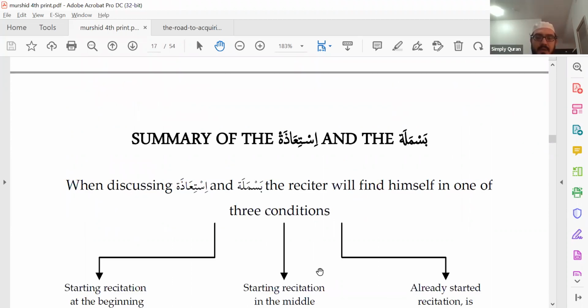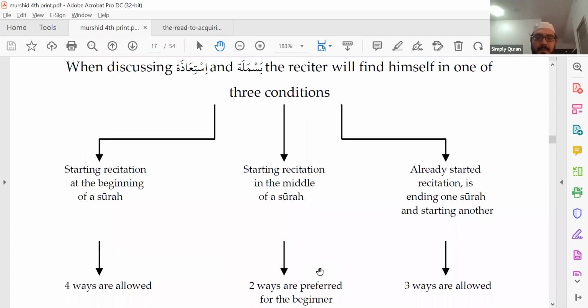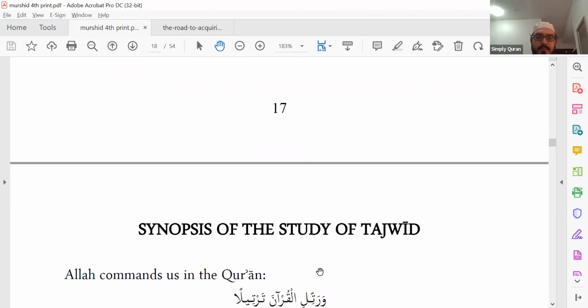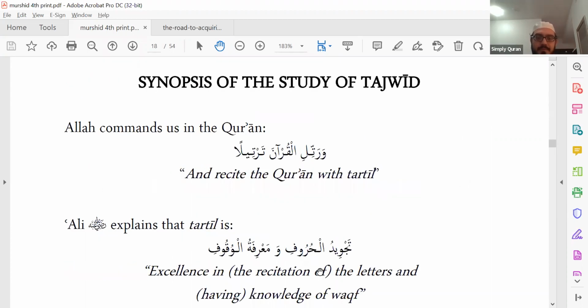All right, then we had a nice summary here, okay? And you can refer back to that, inshallah. And we went through this as well.